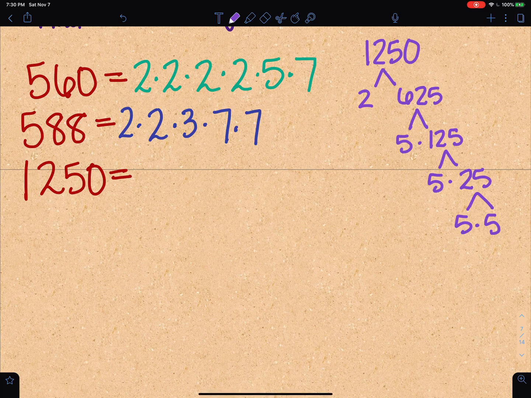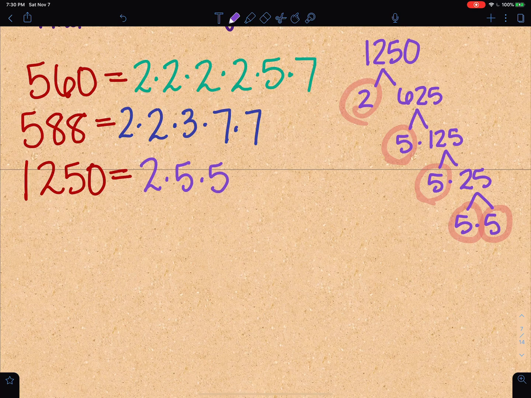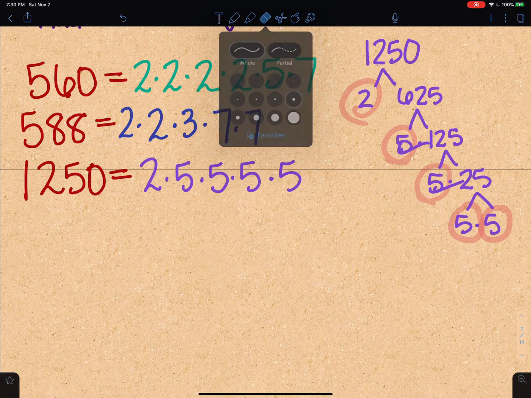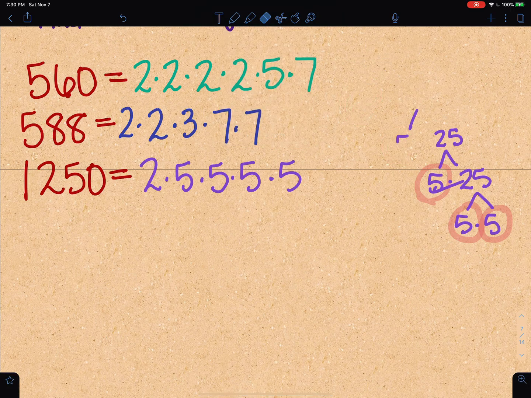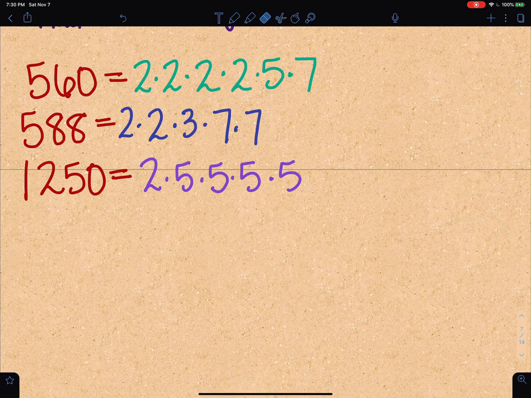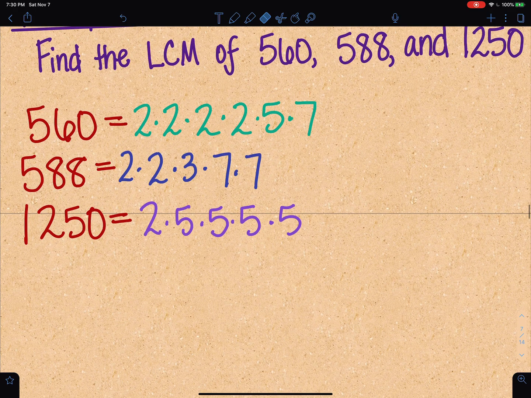And now, see, it wasn't that bad. It's a humongous number, 1250, but we got down to the primes pretty quickly. So we've got a 5, a 5, a 5, a 5, and a 2. So let's write that down. We've got 2 times 5 times 5 times 5 times 5. Okay, erase. This thing knows what I want now. It's just putting the eraser up there for me. All right, so now we need to find the LCM.